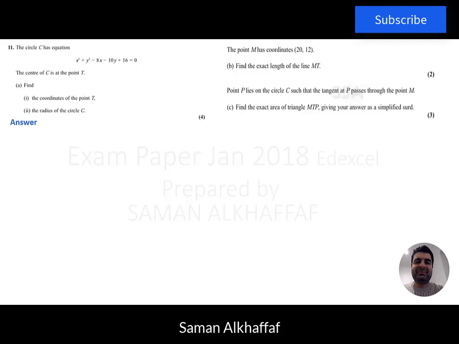Question: the circle C has equation x squared plus y squared minus 8x minus 10y plus 16 equals 0. The center of C is at the point T. For part A, we need to find the coordinates of the point T, and for part I, we need to find the radius of the circle C.